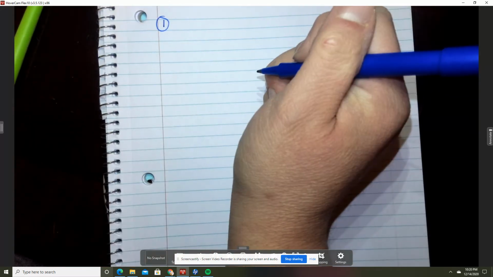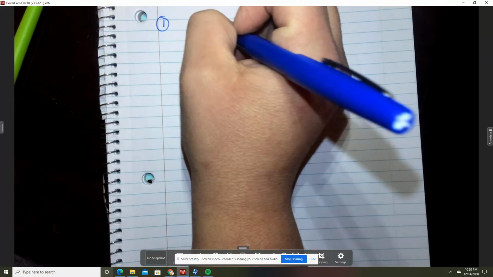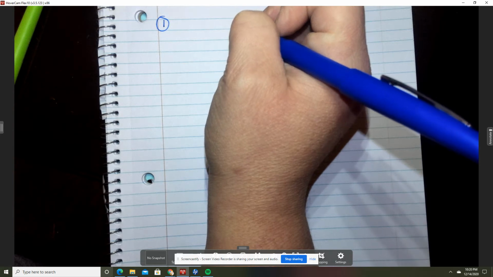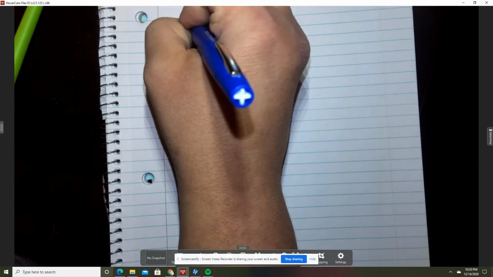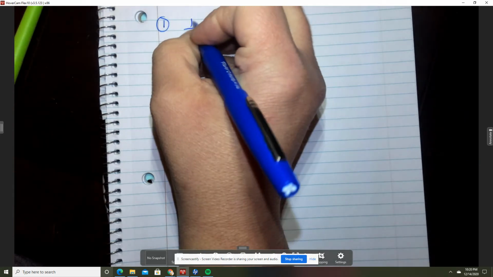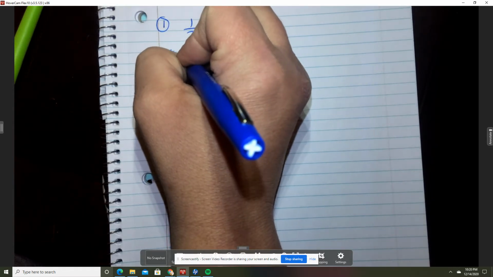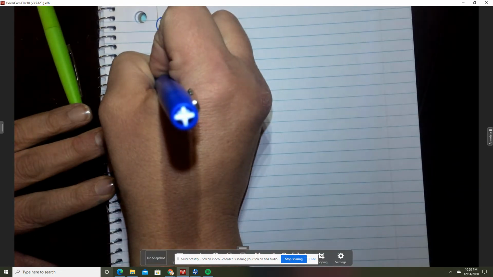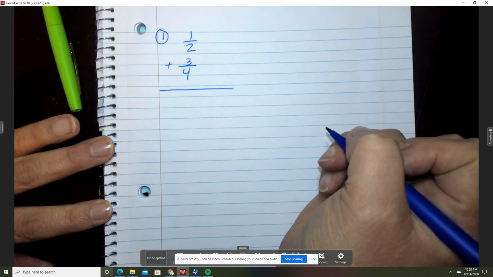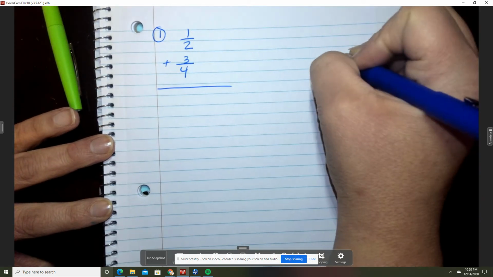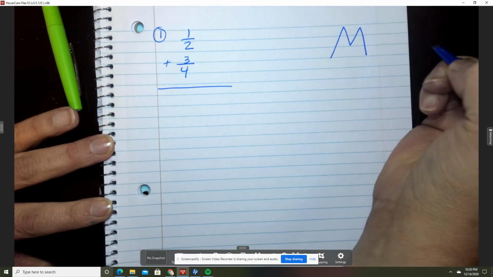All right, so I have 1 half plus, sorry, I was trying to look at my old notebook and trying to figure out what this mess was. Okay, so that is my new problem. All right, I'm going to come over here and I'm going to make myself an M.